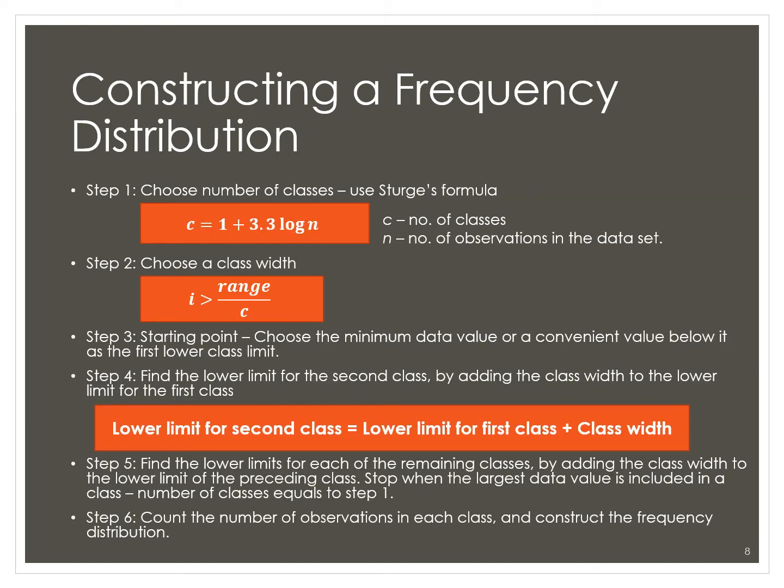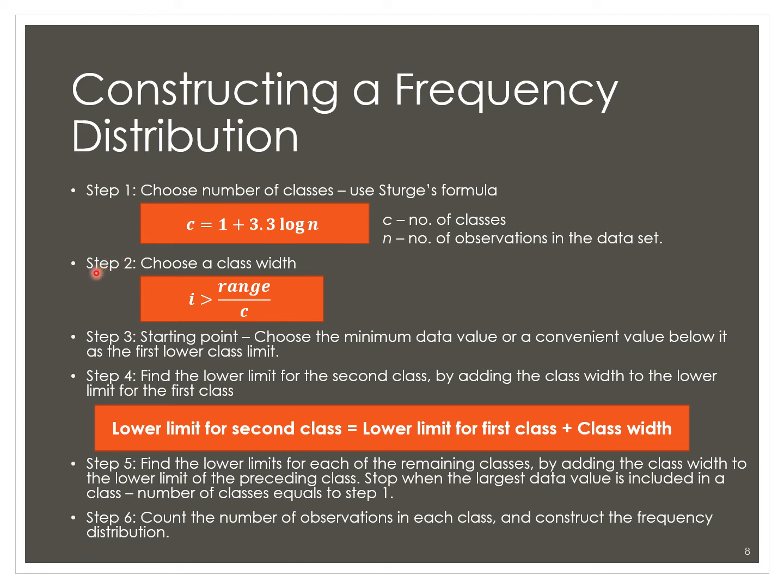Now let's look at how to construct a frequency distribution. Step 1, choose the number of classes. Use Sturges' formula. C equals 1 plus 3.3 log n, where C is the number of classes, and n is the number of observations in the data set.